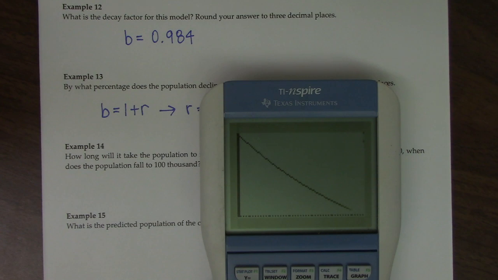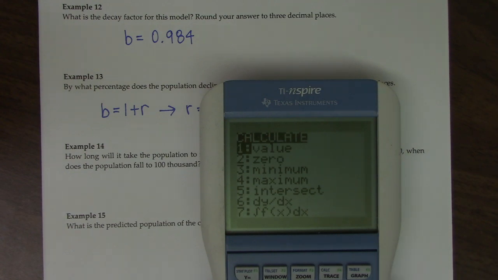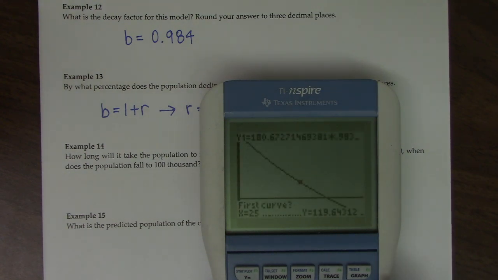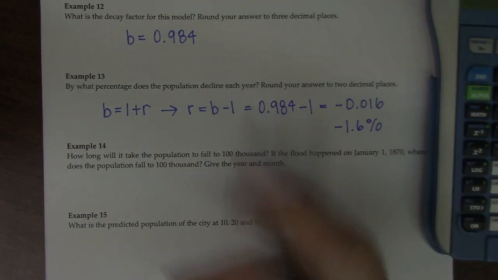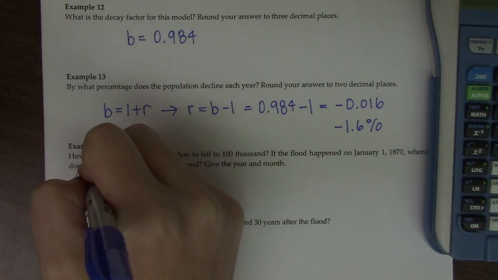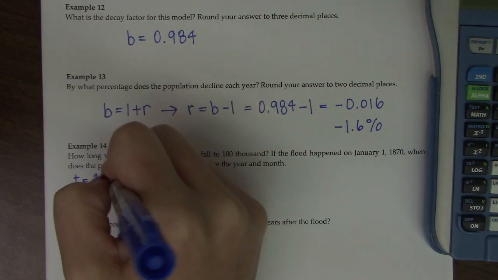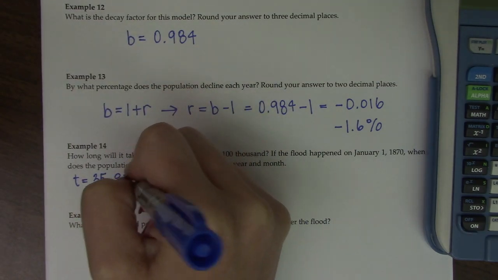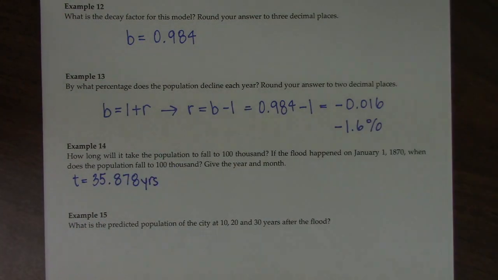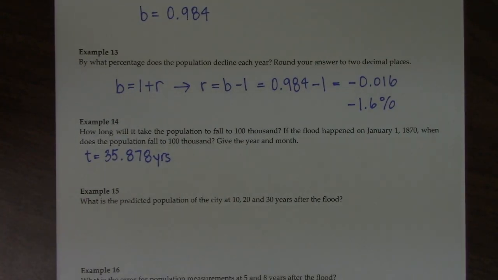And now we'll see the line of 100,000 sweep across. So where these two graphs intersect is going to return the value of time in years. So if I go to second calc and scroll down to intersect, it's going to grab the first curve, the second curve, and when I hit enter, all right, it says it's about 35.878 years. So T is 35.878 years. Now it wants me to convert this to an actual year and month.